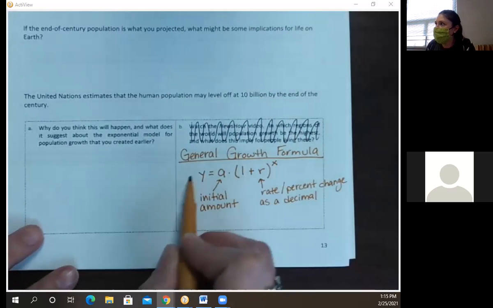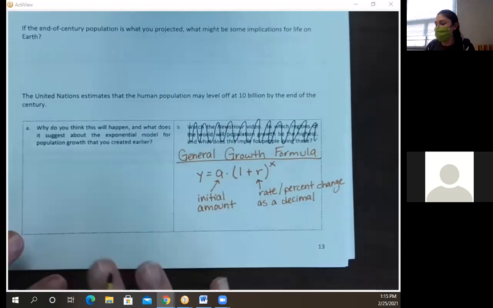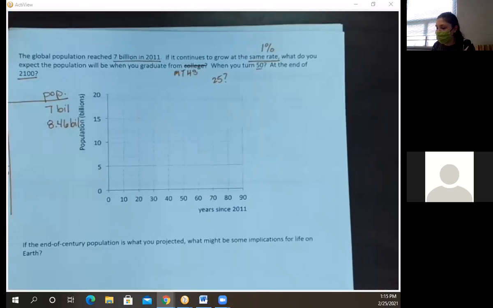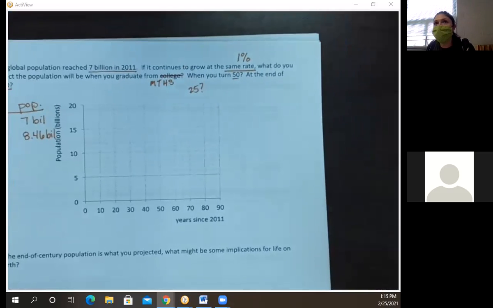Everybody have this down? Okay, so I'm going to move our paper and you won't be able to see it on the screen. Okay, so here's what I'm going to do. For our population, I'm going to do the same thing.